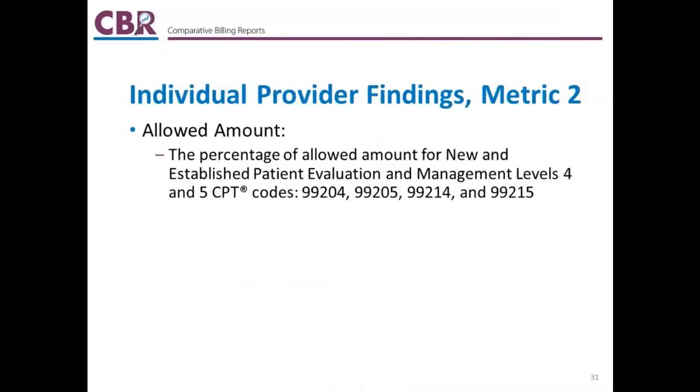Moving on to metric 2, which is allowed amount. This metric shows the percentage of the allowed amount for levels 4 and 5 for new and established patient visits. So first we did units, and now we're looking at allowed amounts. We'll again first look at the calculations and then review the table.